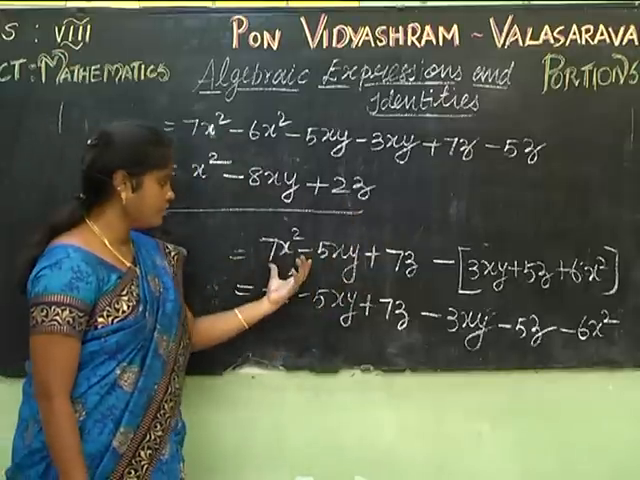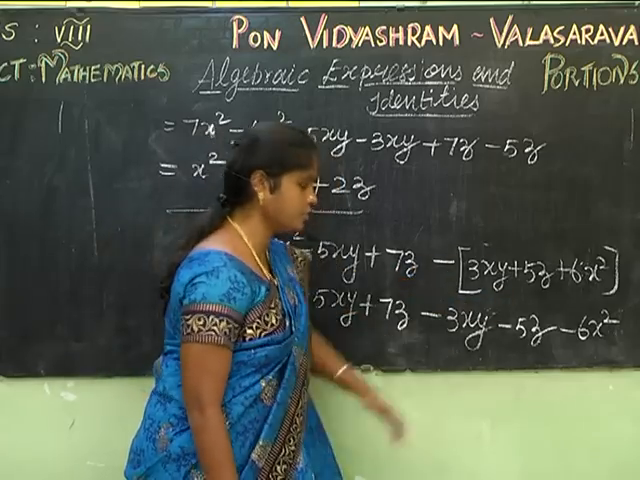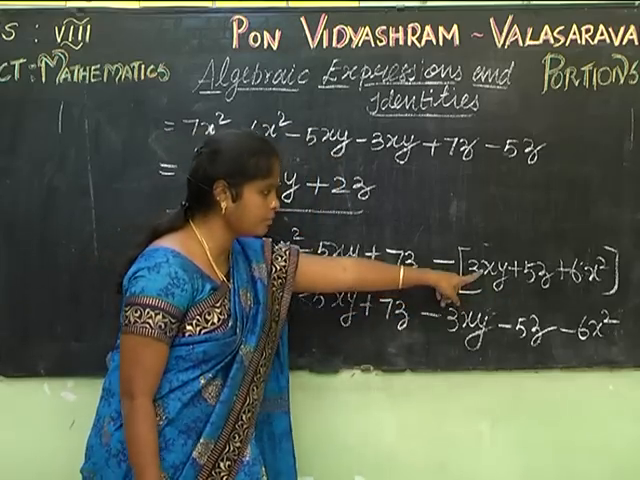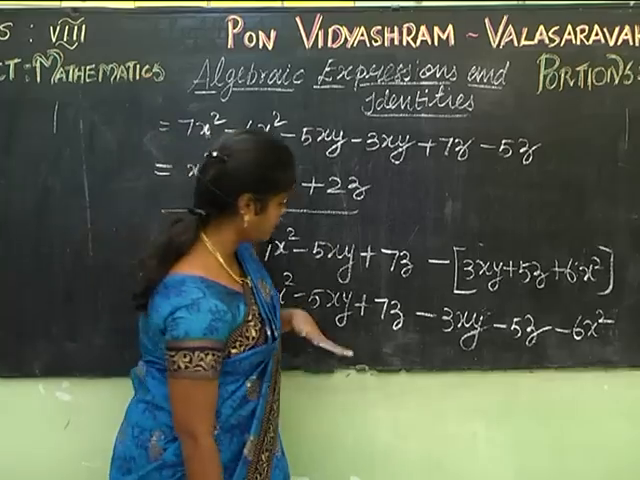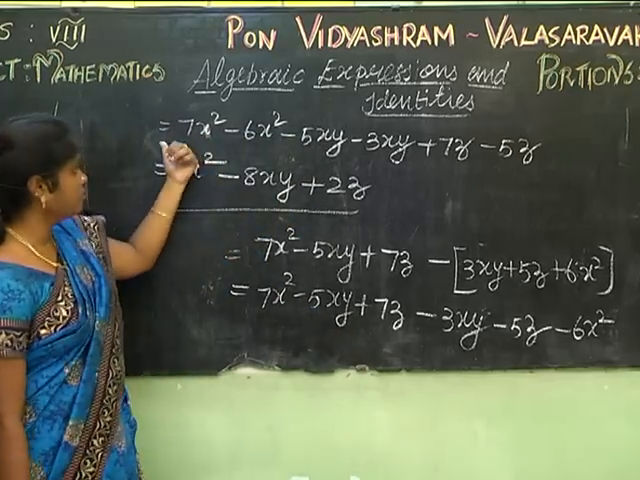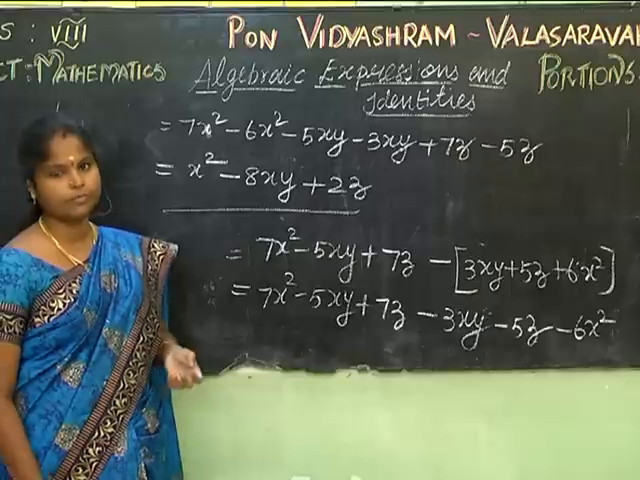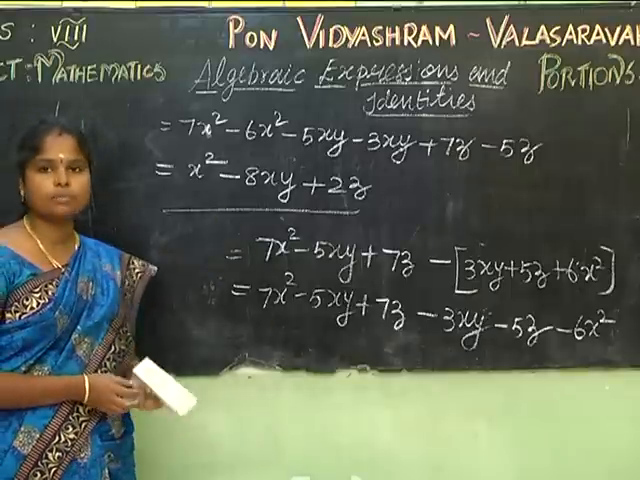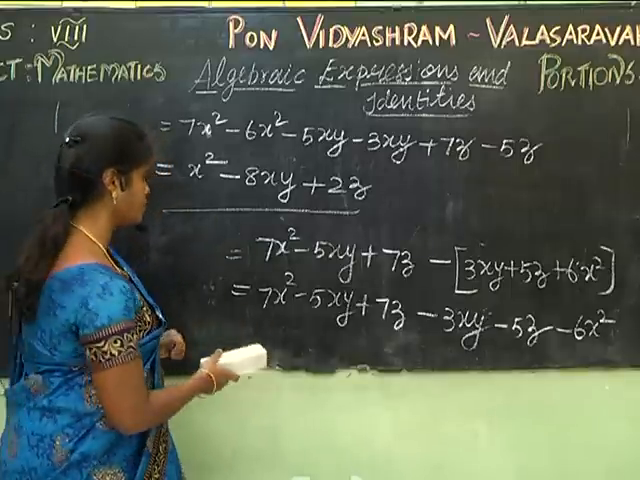See, first we wrote the second expression first, then minus the first expression, then we multiplied the minus inside the bracket. So minus into plus is minus and minus into minus is plus. Then write the like terms together, then simplify the expression, and you will get the final answer. So this is the method to do the subtraction of algebraic expressions. Now we'll see multiplication of algebraic expressions.